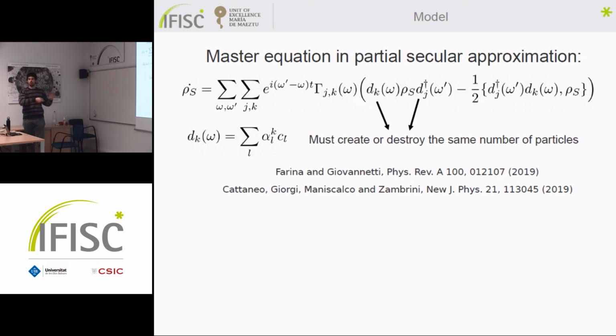This is very technical, I know. It doesn't matter if you don't get all the details, just take the idea that these jump operators must create or destroy the same number of particles. This is acting on the ket of the density matrix, and this is acting on the bra because it's the adjoint. But the message is this. This partial secular approximation has been analyzed in many papers. For instance, this one is a new mathematical formalization that is very nice. And we have studied it in this paper about the local versus global that I spoke about some months ago. So, okay, just take this message now.